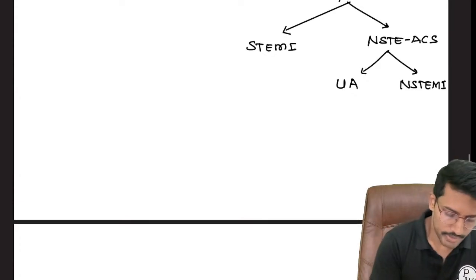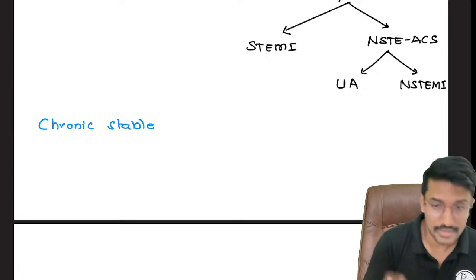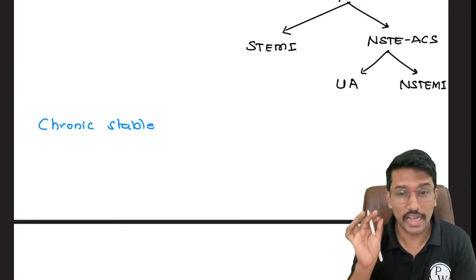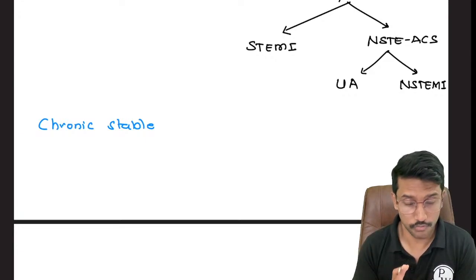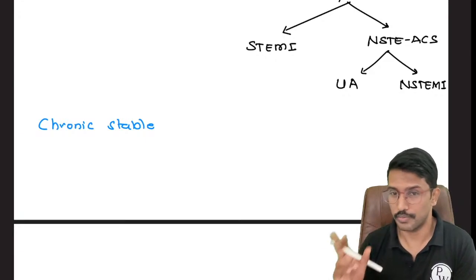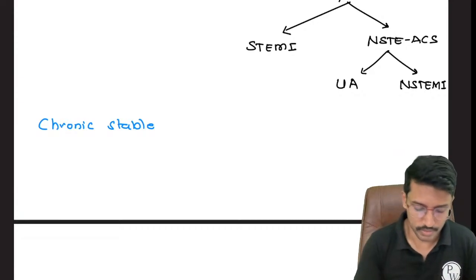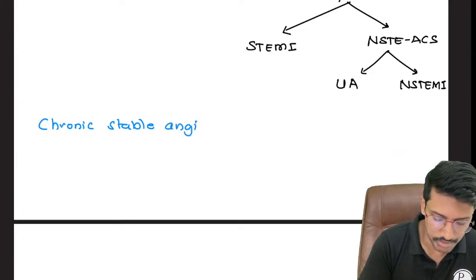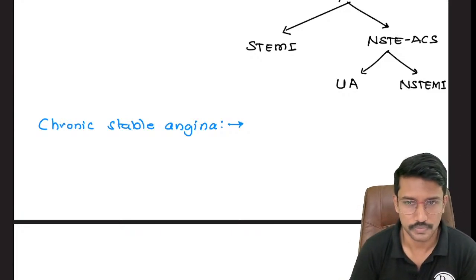Okay, so when it comes to chronic stable angina, picture the pathophysiology. There is an atheromatous plaque which has caused narrowing of the lumen. There is no plaque rupture. There is no platelet plug formation. There is no fibrin mesh formation. There is an atheromatous plaque which has caused the narrowing of the lumen, and because of that, the patient is not getting sufficient blood supply to the myocardium during exertion. That is why pain is there only during exertion.